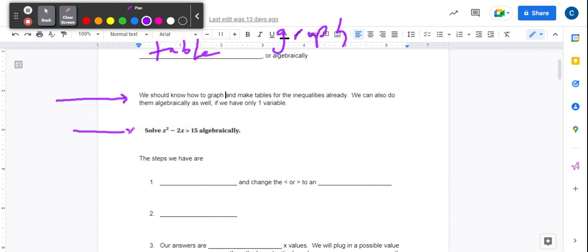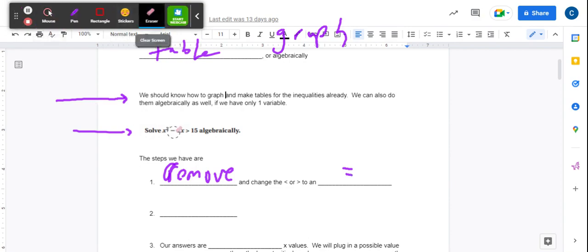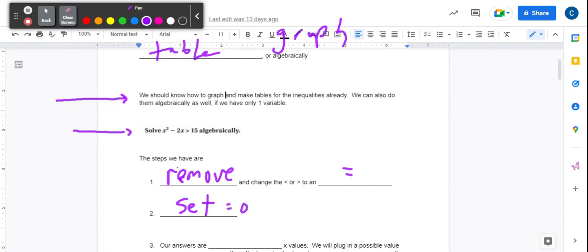Okay, so we have x squared minus 2x is greater than 15, and we want to solve it algebraically. First thing we want to do is change the greater than or less than sign to an equal sign. So we remove that and replace it with an equal sign. Then we will set equal to 0 and factor.